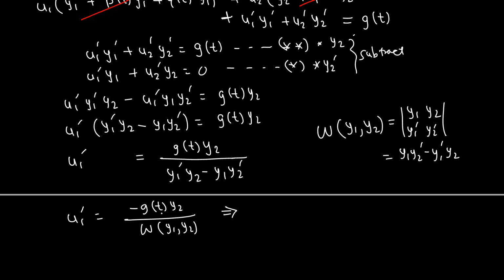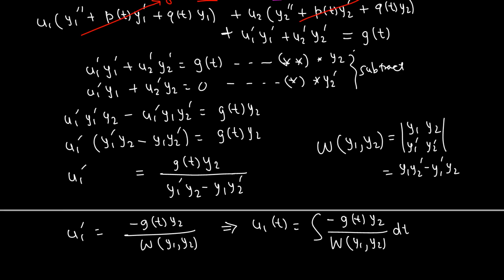Now integrate both sides with respect to t, then we get u1, in fact as a function of t, is minus the integral of g(t) y2 over the Wronskian of y1 y2 dt. Okay, this is how we find u1. So if we go up and look at here, we had these two equations, we cancelled second terms and we were able to find u1. Now let's try to cancel first terms, then we should be able to find u2. Okay, let me go back here.